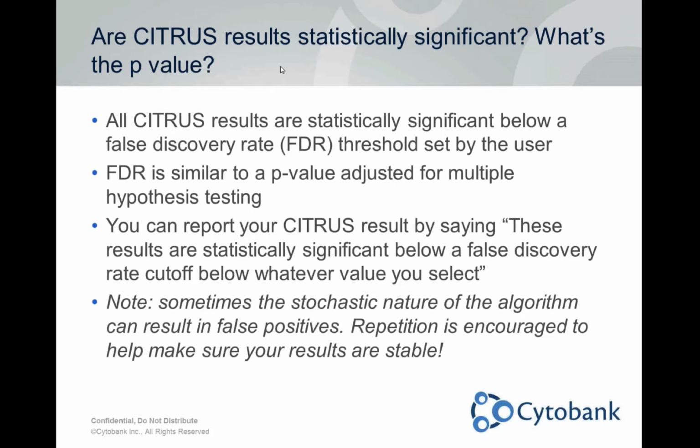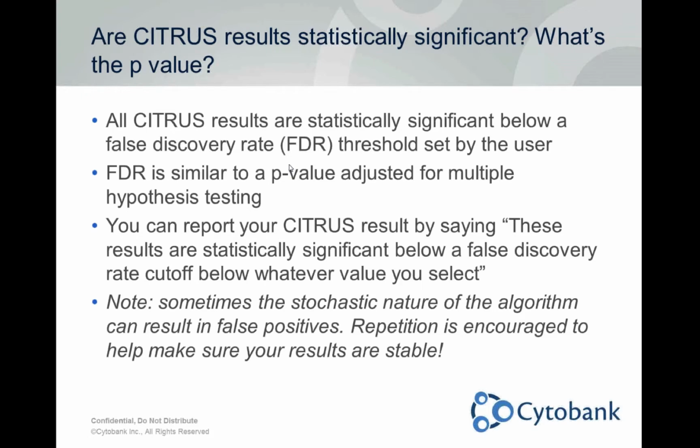All CITRUS results are statistically significant below a false discovery rate threshold set by you, the user, and this is variable. For the correlative version of CITRUS, it generates 3 basically separate results. One with an FDR of 1%, 5%, and 10%. It's similar to a p-value adjusted for multiple hypothesis testing. So it's similar to a p-value of 0.01, 0.05, and 0.1.